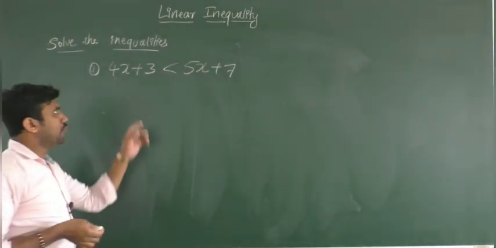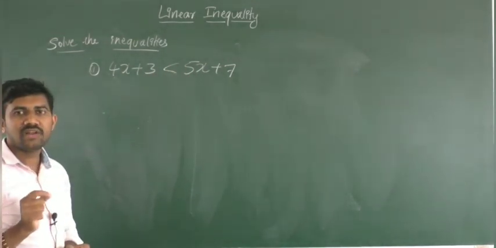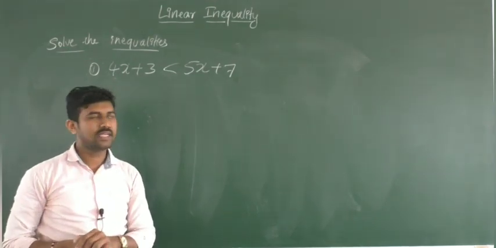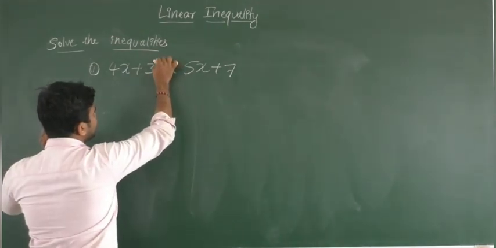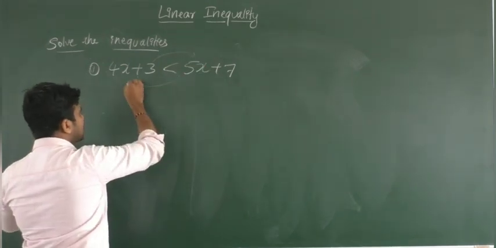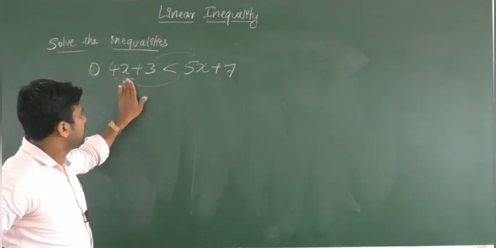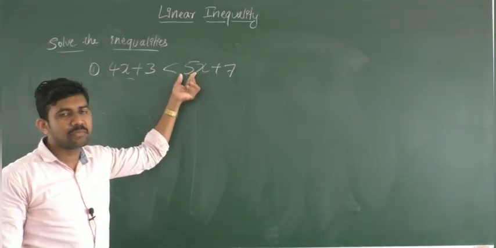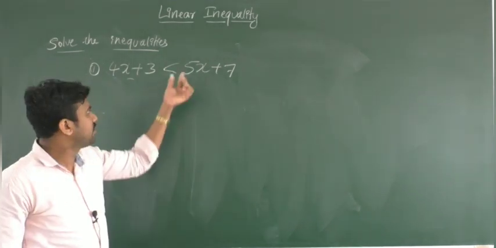Okay, 4x plus 3 less than 5x plus 7. We need to solve the given inequality. So what you have to do here? See, here we can do rearrangement, just bringing the term containing the constant to one side and the coefficient containing x to another side. When rearranging, remember, keep the coefficient of x which has the greater numerical value on the same side. Okay, keep here 5x.